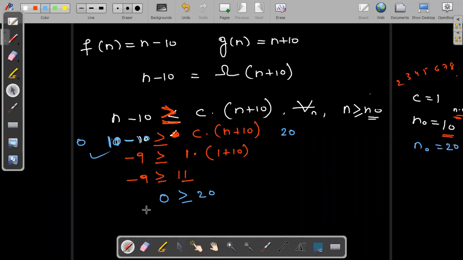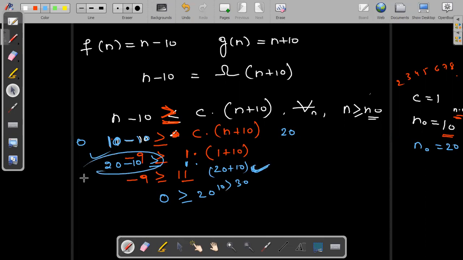Check it. Okay, see here. Here what happens? It will become 20 minus 10 greater than or equal to c value, currently 1, times 20 plus 10. n value is equal to 20 plus 10. What is the value you will get? 30. Again 20 minus 10, you will get 10. Always it is going greater.